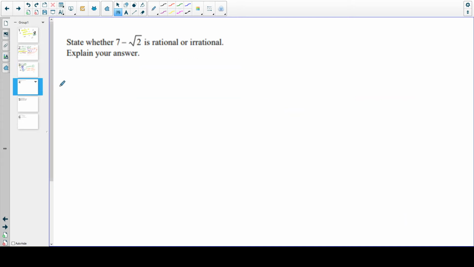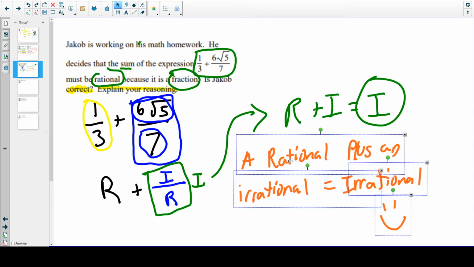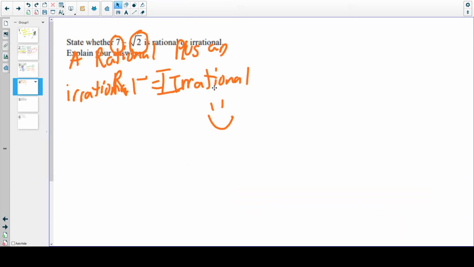Okay, let's do another one. State whether 7 minus the square root of 2 is rational or irrational. Explain your reasoning. Well, 7 is rational. Square root of 2 is irrational. Literally the same reasoning. Let me see if I can just select this. Awesome. Check this out. Boom.